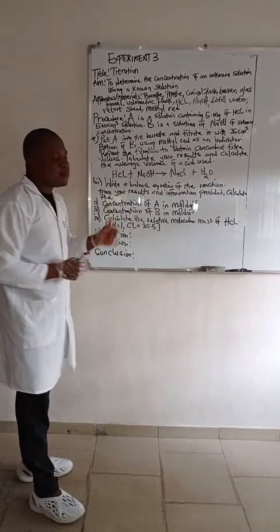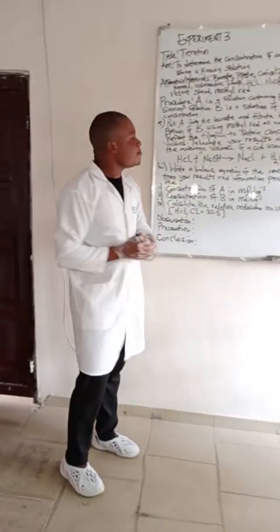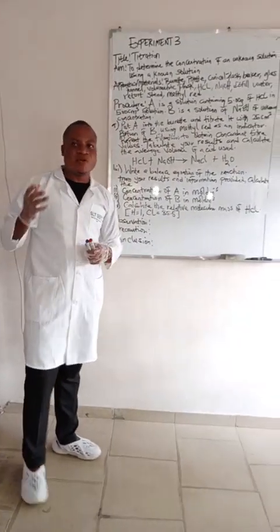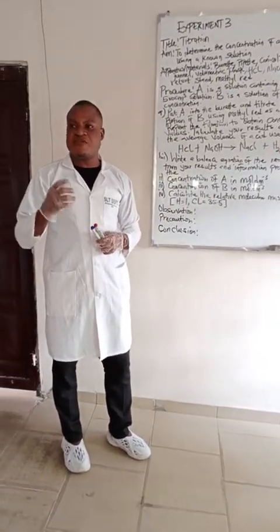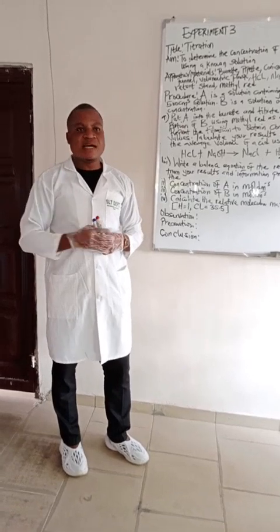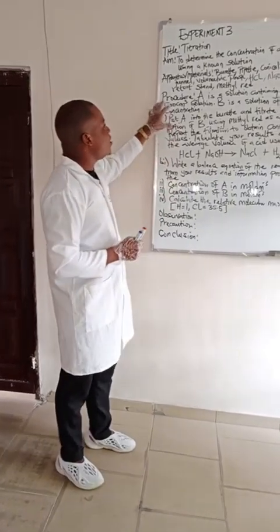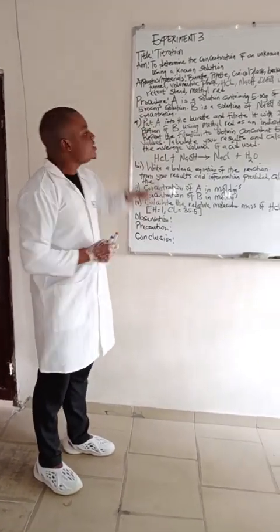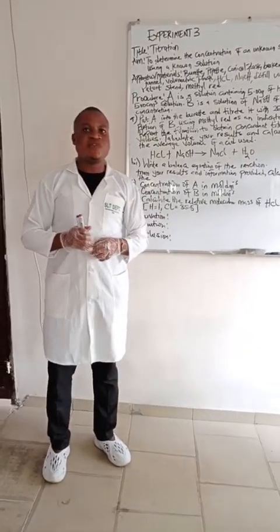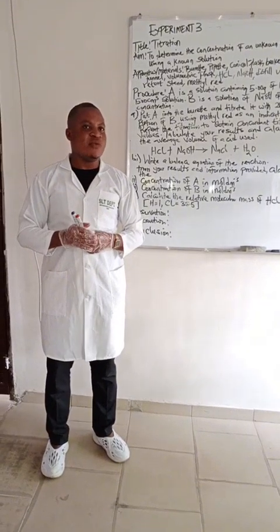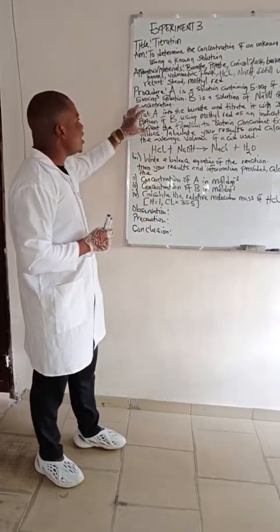Now, this is a procedure. I've told you from the last class that all practicals have a method or a procedure we use in arriving at a particular observation or an answer. So today we are going to look at the procedure. This procedure is from the 2021 chemistry practicals.